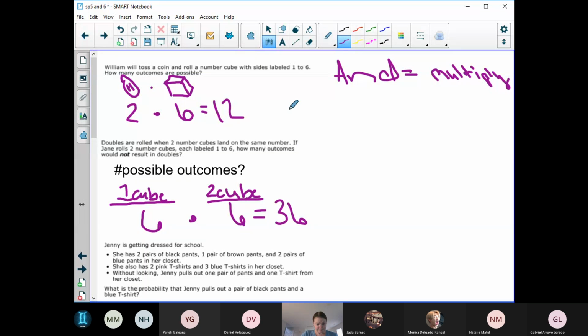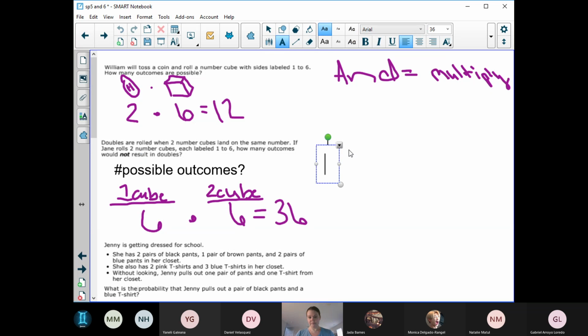All right. Our question, though, wants to know how many would not result in doubles. So if I roll 2 number cubes, and let's say I roll a 1 on the first cube, the second cube would also have to be a what for it to be a double? Right, because it has to be the same number. What other doubles could I roll besides 1 and 1? I could roll 2, 2.